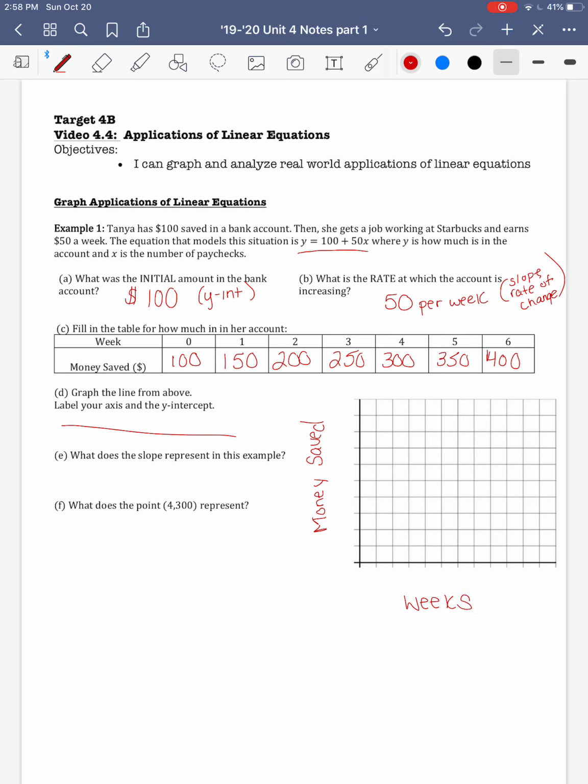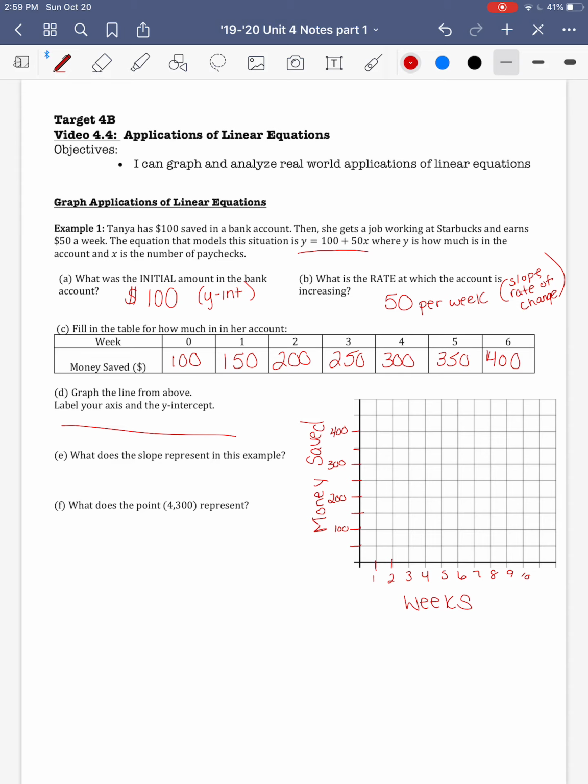So for the money saved, I have to be able to fit 400 in here, right? So let's see if we can go up by 50s. If this is 50, this is 100. If this is 150, this is 200, 250, 300, 350, perfect, 400. And that's really nice because my slope is 50, going up by 50s. And so for my weeks, let's go 1, 2, 3, 4, 5, 6, 7, 8, 9, and then 10.